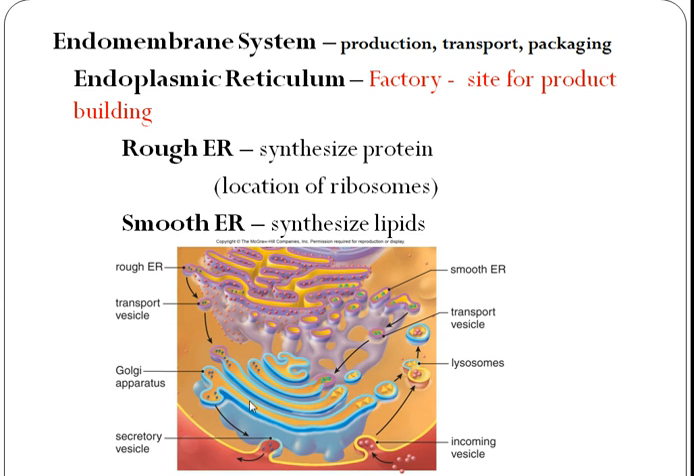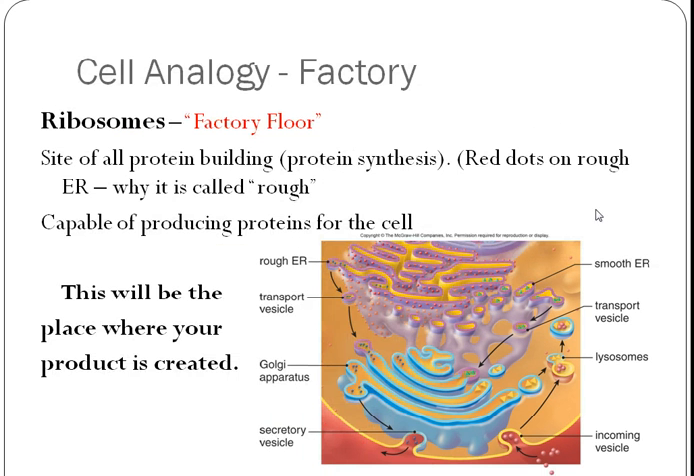The smooth ER doesn't have the little bumps on it. Oops, sorry, pointing in the wrong place. Smooth ER is over here. And those, since they don't have ribosomes, that's where we make our fats, the lipids. So in our factory, that's the site for product building, whatever our factory is building.